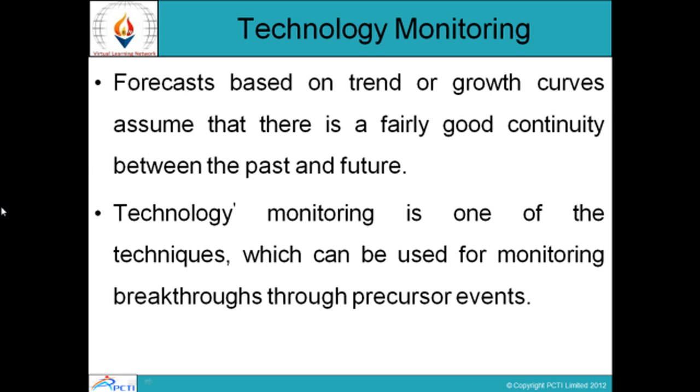It's another method to be used in technology forecasting. This is technology monitoring. Technology is fast changing, so if one has to reduce the uncertainty, there has to be a system of monitoring the signals of technology changes, to understand when it's required and to understand the signals of change.